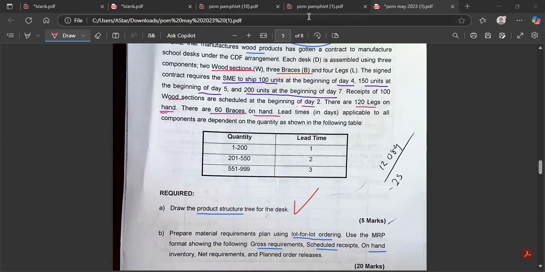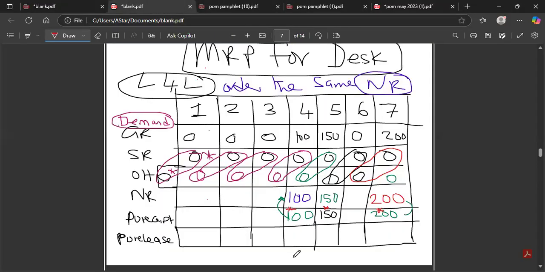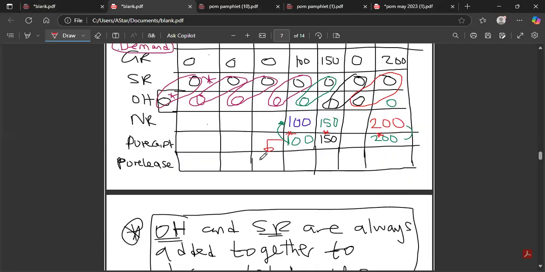So you come back here and say, this 100, lead time is 1. So let it come backwards once. So 100 should fall here now. You come, this would have been released 1 week before. Okay? So let it come backwards once.